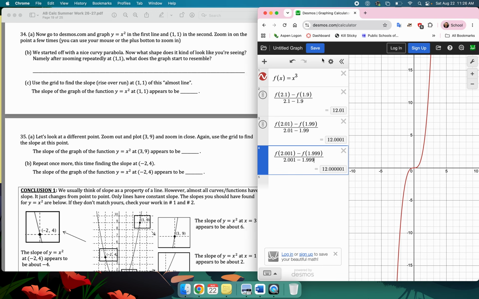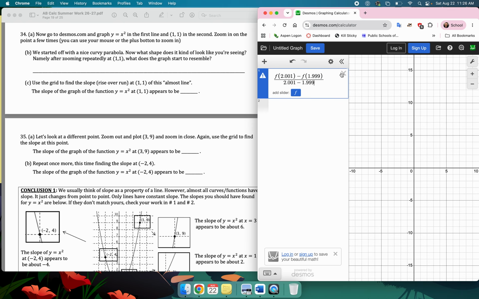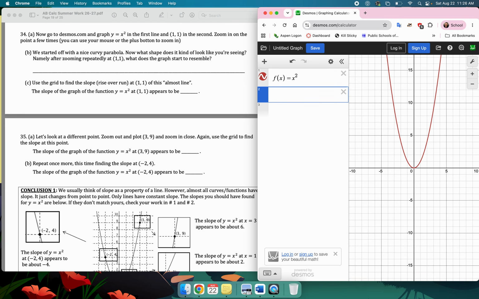34. Now go to Desmos. Done. And graph y equals x squared. They say y equals x squared. It's a good practice, as I said earlier, to not just type y equals x squared, but to actually give your functions names, like call it f of x, because then you can quickly do stuff like, what's f of 5? It's 25. Okay, so it's a good habit to just name your functions. Don't just call it y.